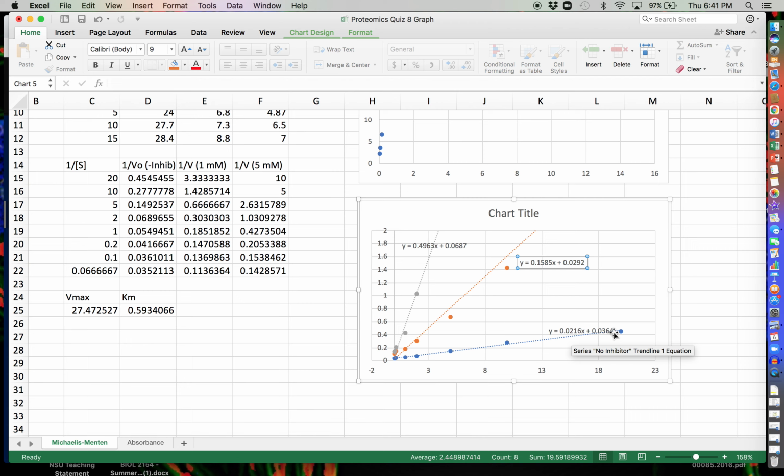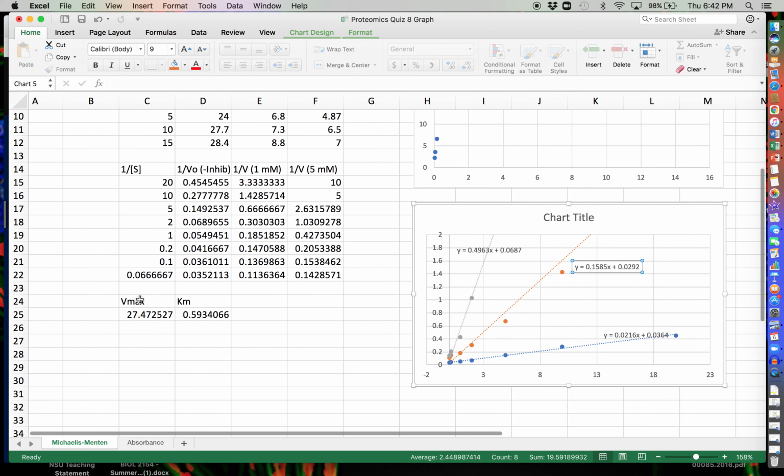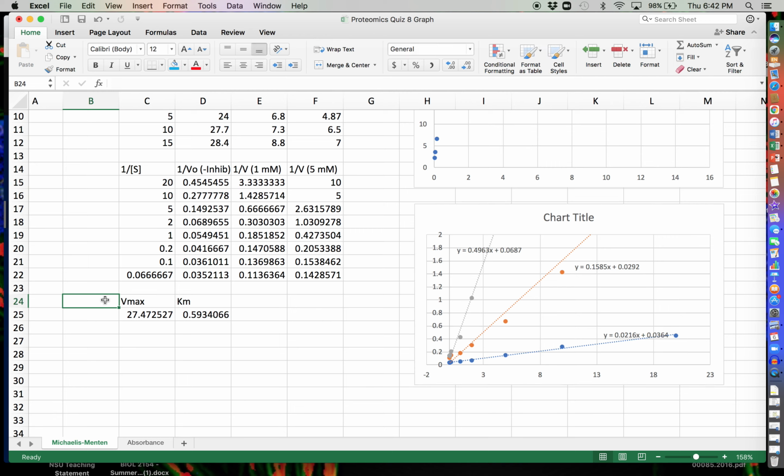The blue one is without inhibitor, the orange one is 1 millimolar inhibitor, and the gray one is 5 millimolar inhibitor. Now, if you look here, the y-intercepts are a little bit different, but they're pretty close to being the same. So really what I would have to conclude here is that the y-intercepts are practically the same, but let's go ahead and do some calculations. The Vmax and the Km that we've already calculated are for no inhibitor. So let's do the same thing for 1 millimolar inhibitor and for 5 millimolar inhibitor, and calculate Vmax and Km for both of them.